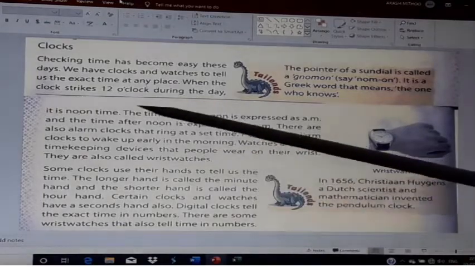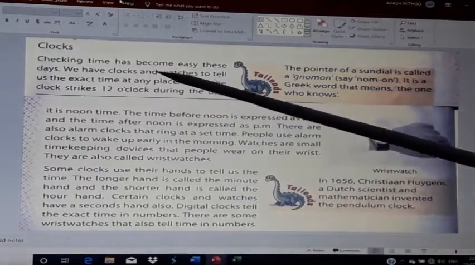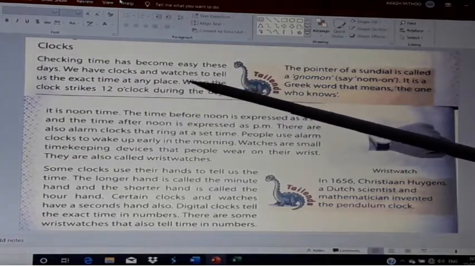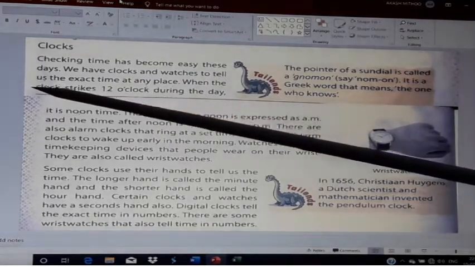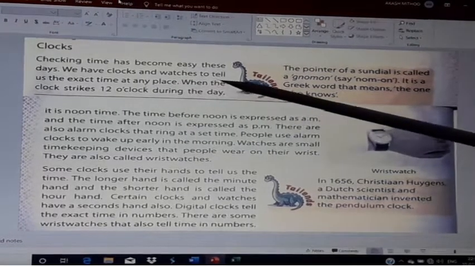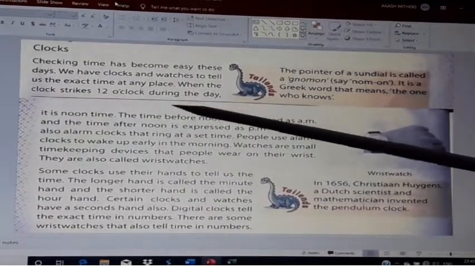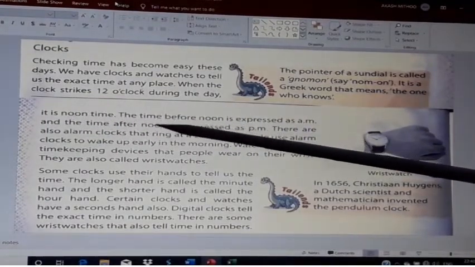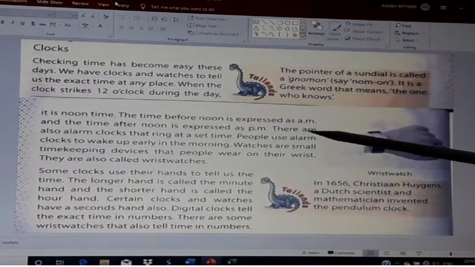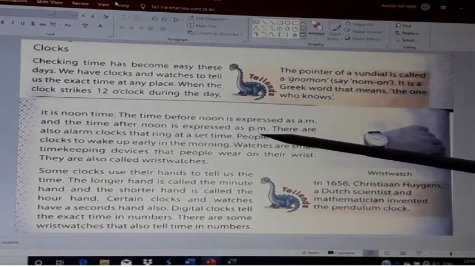Now, let us study about clocks. Checking time has become easy these days. We have clocks and watches to tell us the exact time at any place. When the clock strikes 12 o'clock during the day, it is noon time. The time before noon is expressed as AM and the time after noon is expressed as PM.